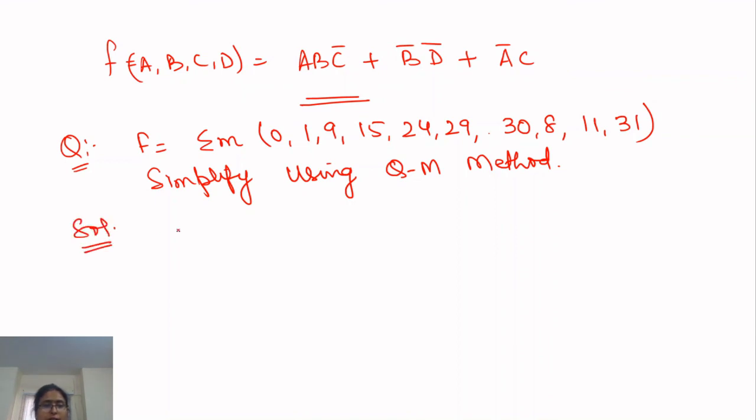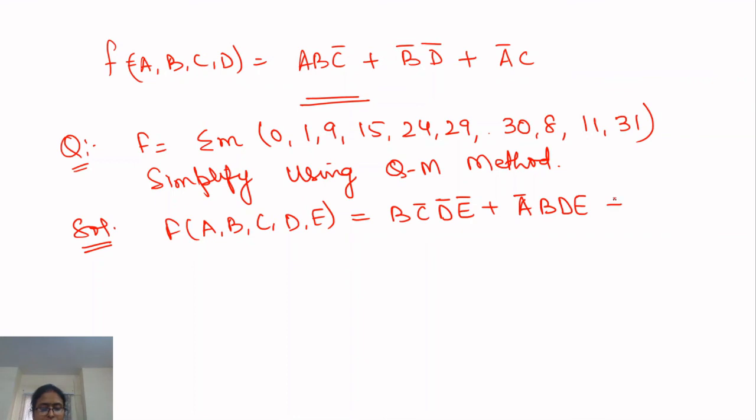For your ease, I am just giving here the solution. The solution will be A, B, C, D, E, and the answer will come out to be B, C bar, D bar, E bar plus A bar, B, D, E plus A, B, C, E plus A, B, C, D plus A bar, C bar, D bar. The only difference here is you are having 5 variables, otherwise all these steps are same. Okay, thank you.